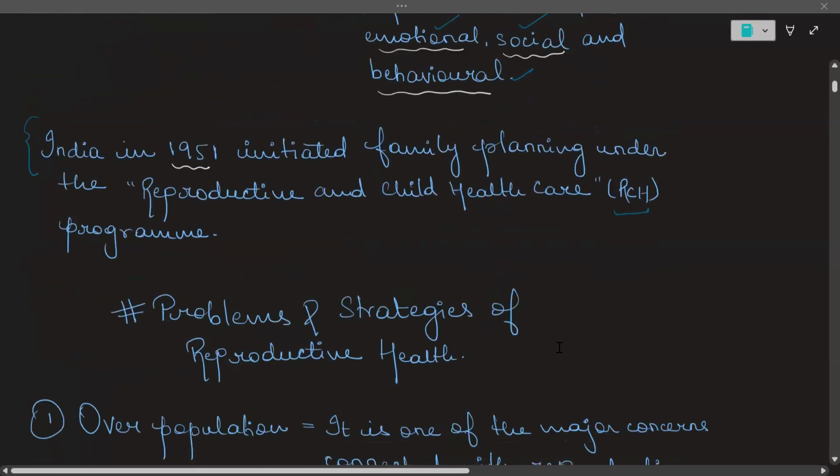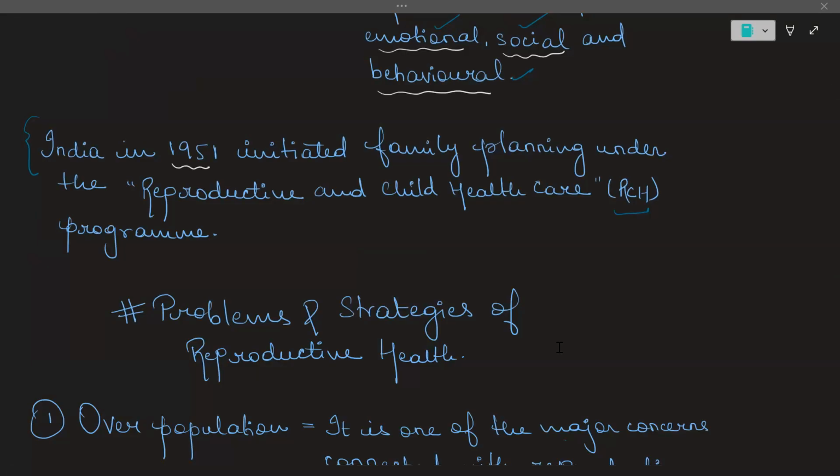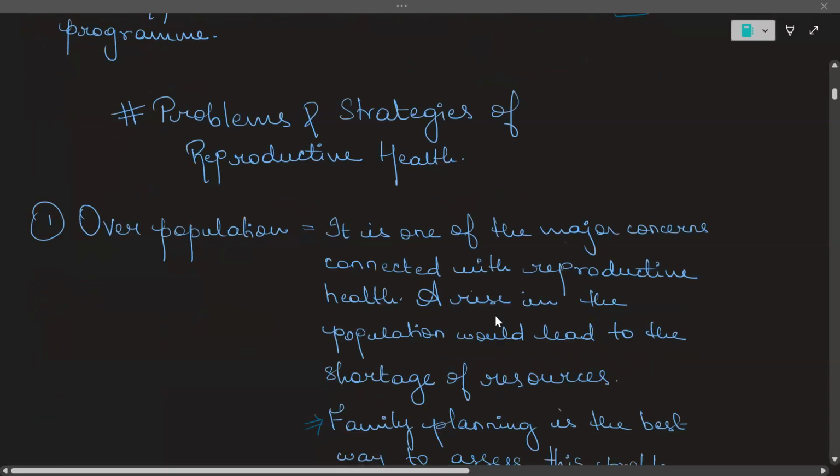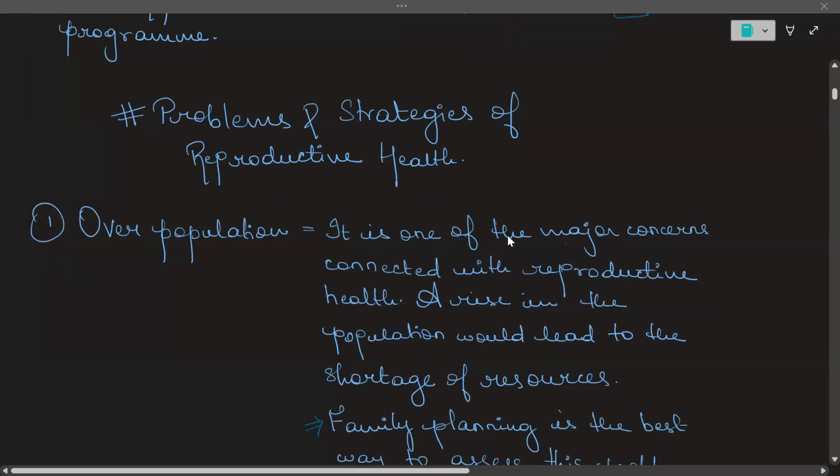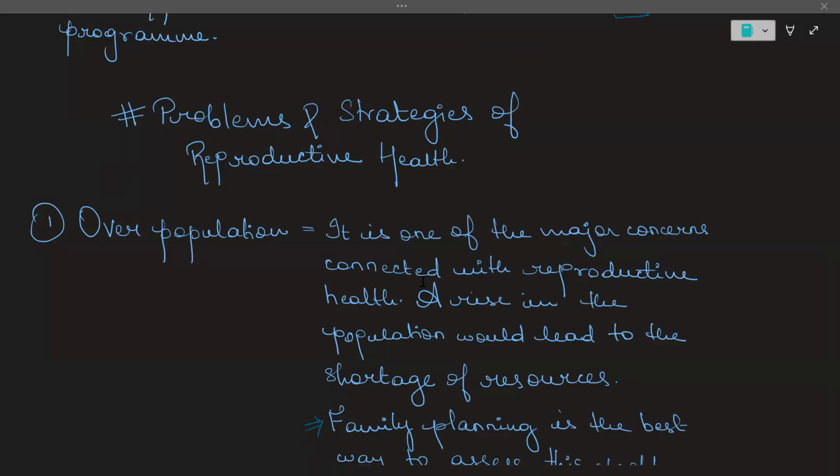Now, in the year 1951, India started a family planning initiative, under a program called RCH, Reproductive and Child Healthcare Program. Now, basically, why was this program started? Why did family planning and all of these things have to be done? Because of overpopulation. So the problems and strategies of reproductive health, the first thing is overpopulation.